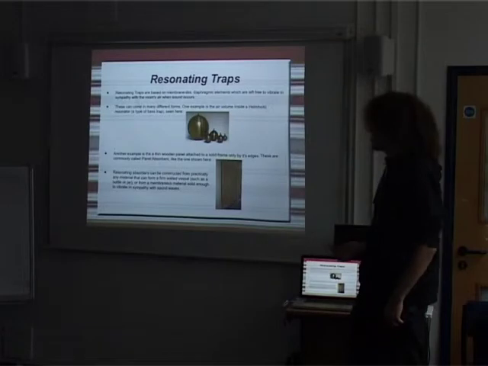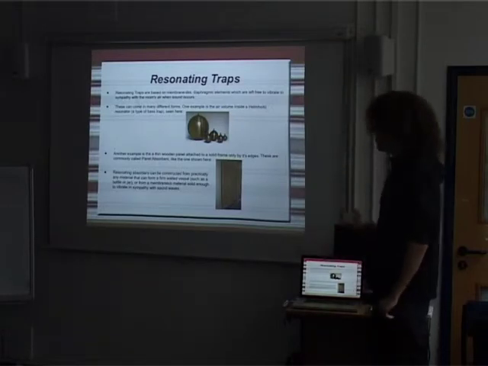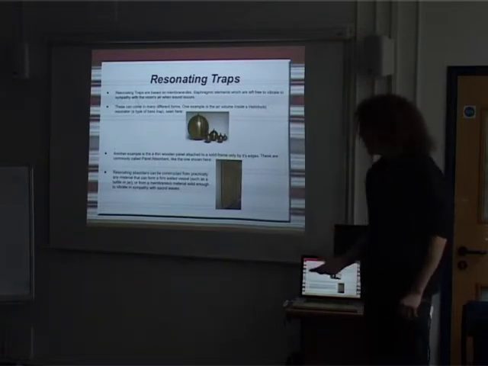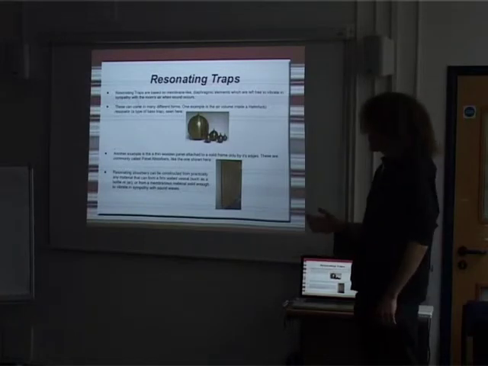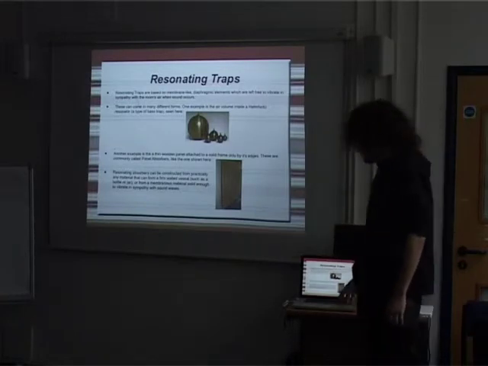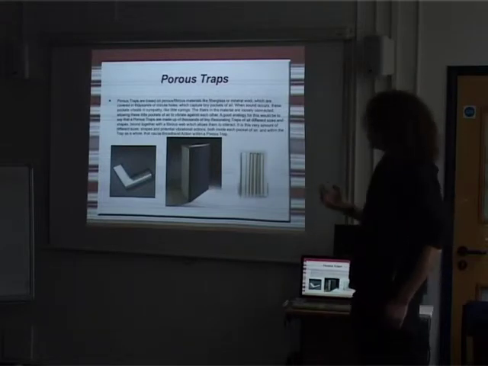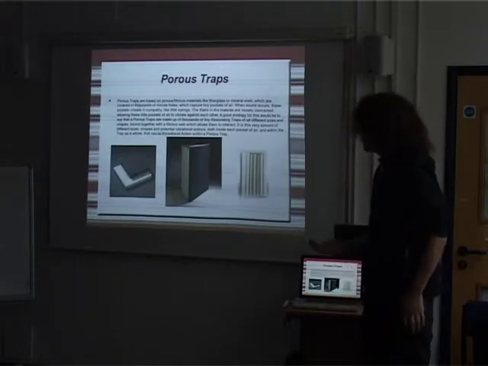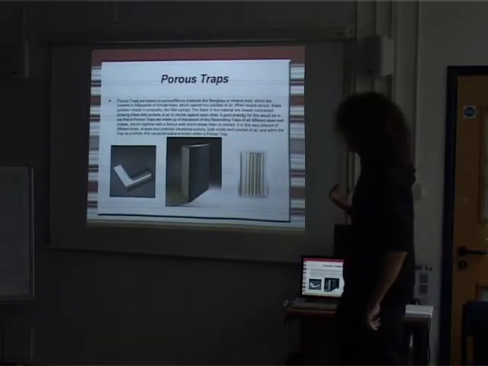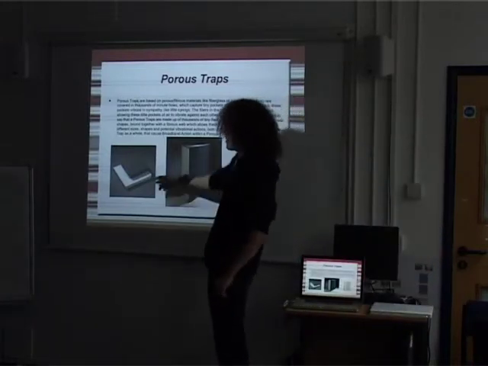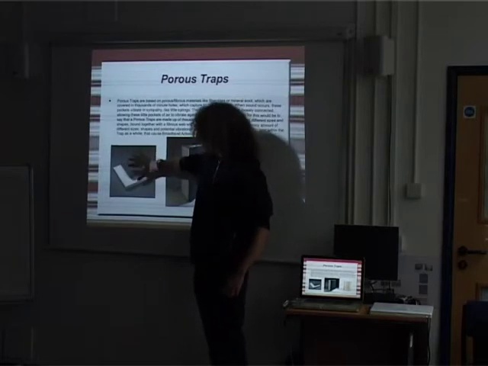Resonating absorbers can be constructed from any material that can form a firm walled vessel, such as a bottle or a jar, or form a membranous material solid enough to vibrate in sympathy with sound waves. Porous traps are based on fibrous or porous materials like fiberglass or mineral wool, which are covered in thousands of tiny, minute holes which capture tiny pockets of air. If you see that, with the little speckle in there, loads of little holes.